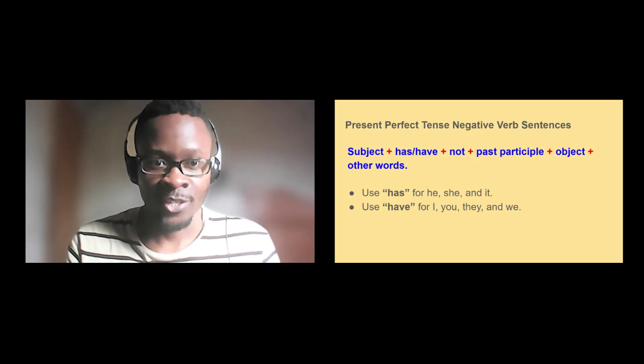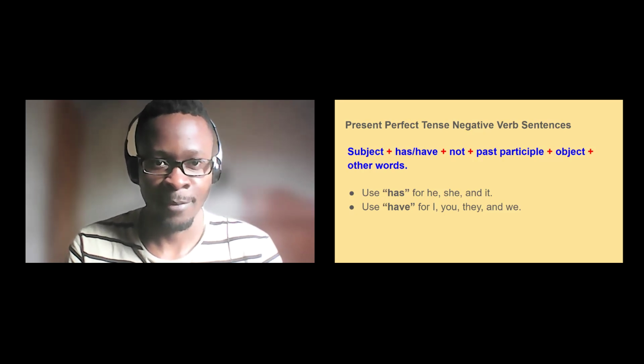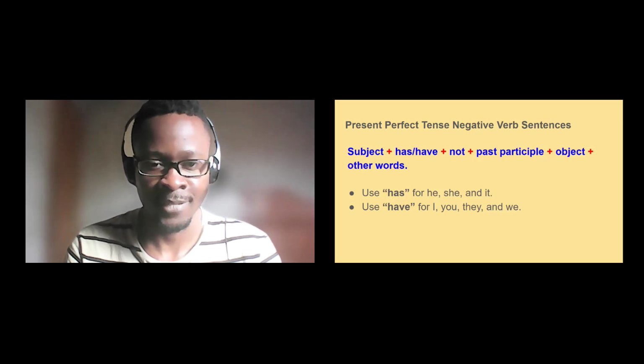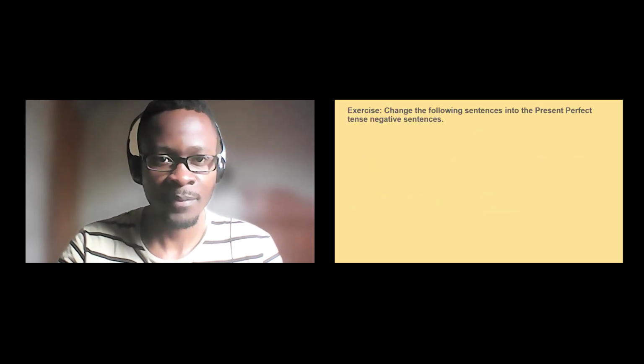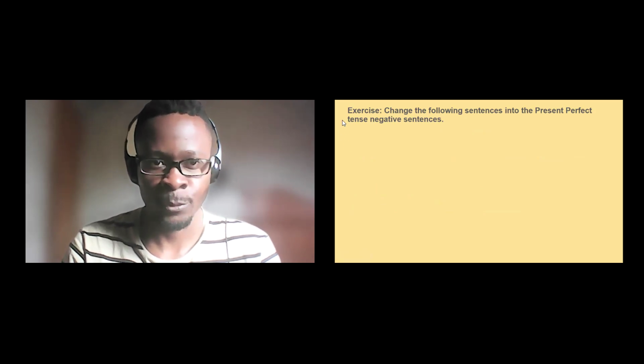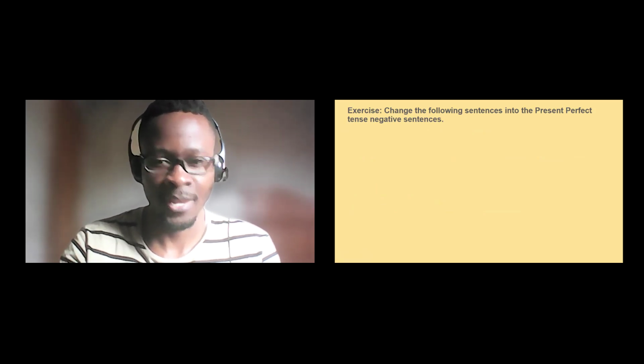Now that you know the structure, and of course the rules associated with the present perfect tense negative verb sentences, let us move to the next section. In this section, we apply the structure and the rules associated with the present perfect tense negative sentences by doing some exercises. Let us get started with those exercises.